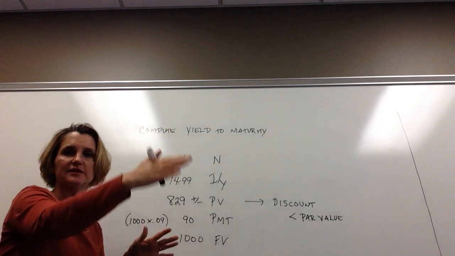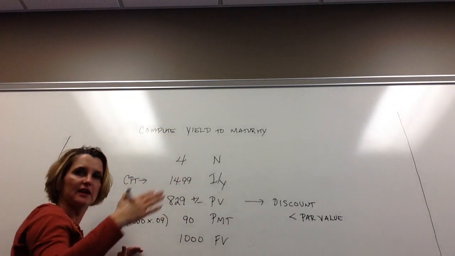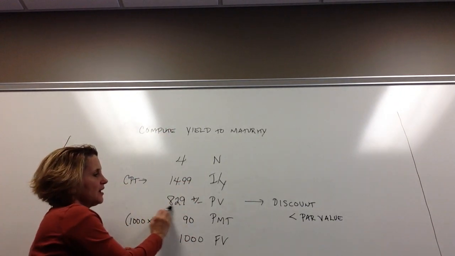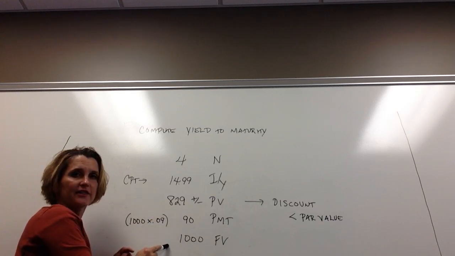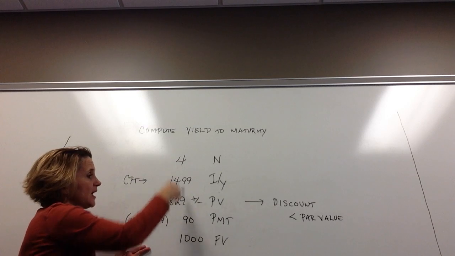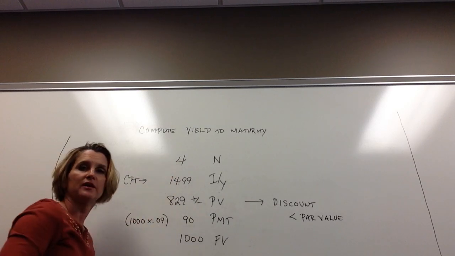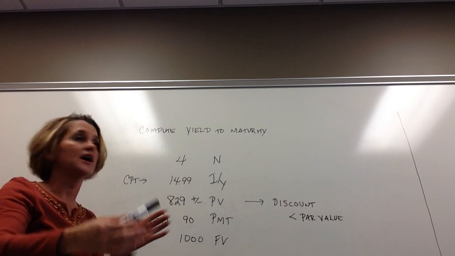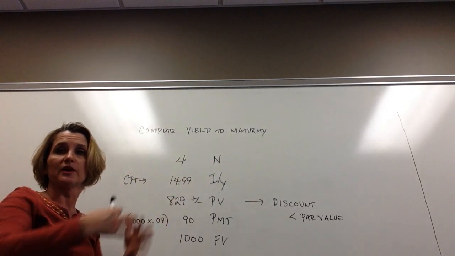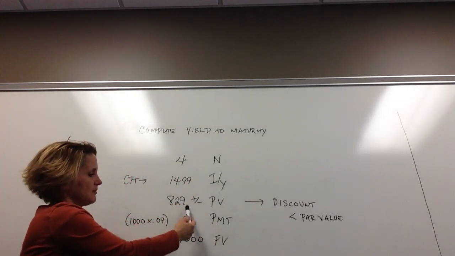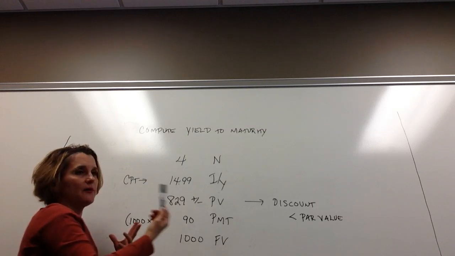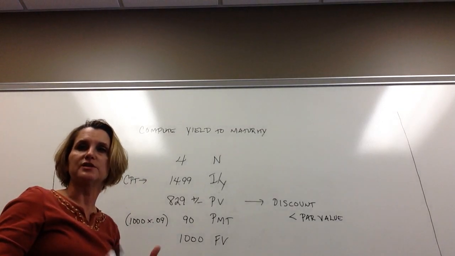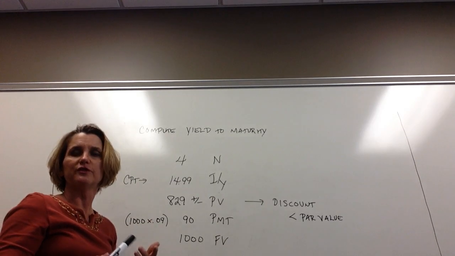And again, let's take it one step further to get that bigger picture. If I pay $829 today, and in 4 years I get $1,000, I'm making $171 on that investment over that time. Again, till maturity, assuming I hold it to maturity. I'm going to make $171 between those two, plus I'm going to make $90 every year in interest. So I'm making my money two different ways.